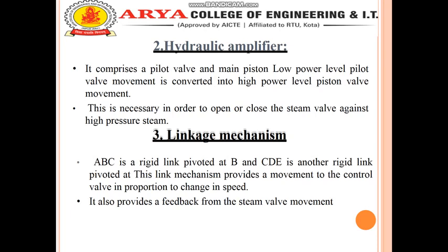The third one is the linkage mechanism. A, B, C is a rigid link, and B, C, D, E is another link. This linkage mechanism provides a movement to control the valve in proportion to change in the speed. It can also provide a feedback from the steam valve movement.